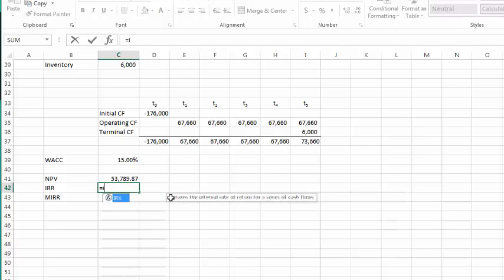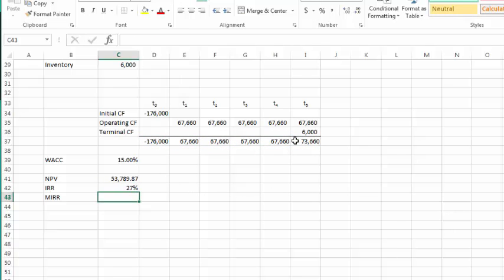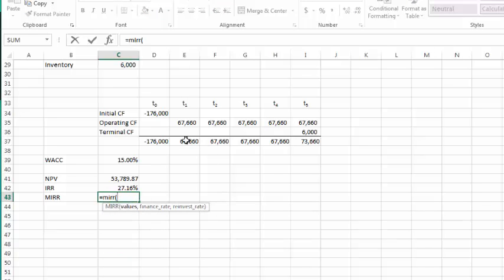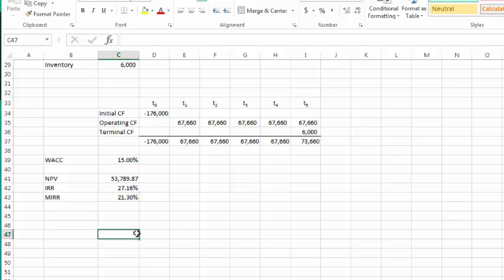IRR is equal IRR. Just highlight the whole thing and hit enter. Finished. And give myself a couple of extra decimal points. MIRR is equal to MIRR. Wants the values. There are the values, comma, how much would I finance it at? 15%. What would I reinvest it at? Well, at least 15%, so I'm going to put that for both. And then hit enter. Give myself a couple of extra decimal points.